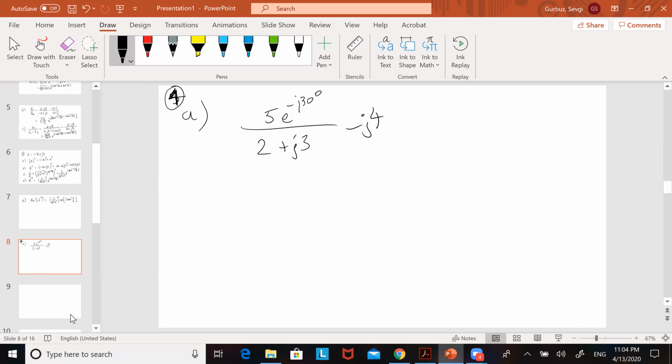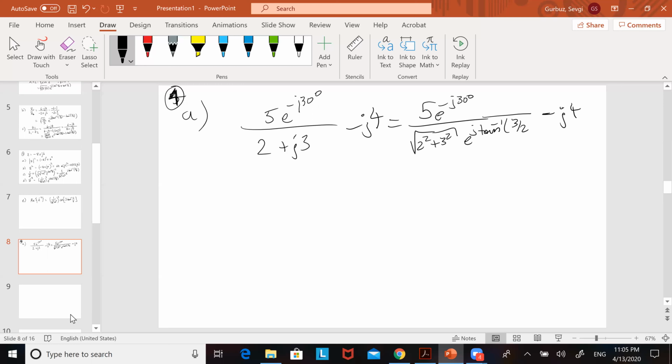What would be the easiest way of simplifying this? Well, we have a division. So instead of taking the 5e to the minus j 30 degrees and converting it into Cartesian, I'm going to take the denominator and convert it into a polar form. So this is going to be 5e to the minus j 30 degrees. And this number here, the 2 plus 3j, is going to be written as the square root of 2 squared plus 3 squared, e to the j tangent inverse of 3 divided by 2. And then we still have to subtract the j4.